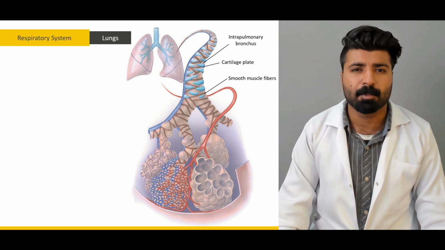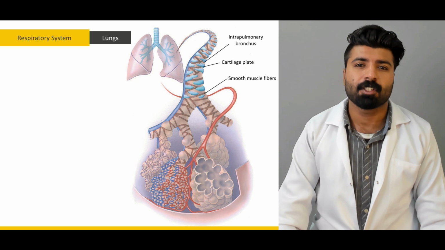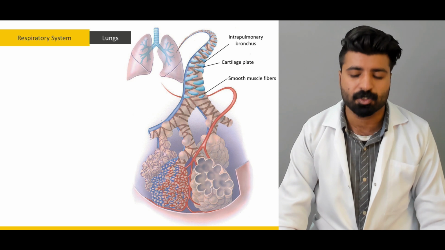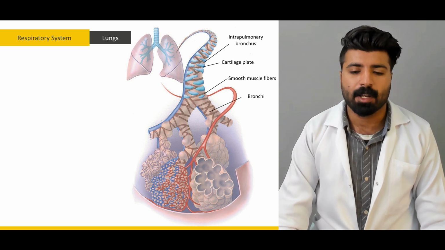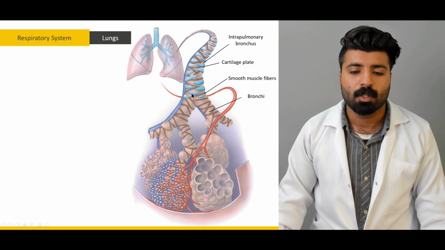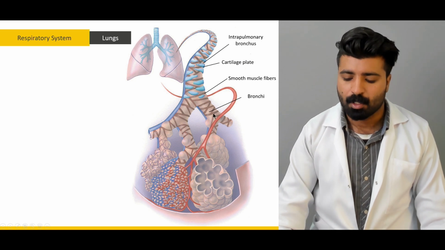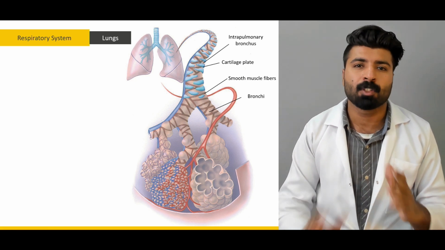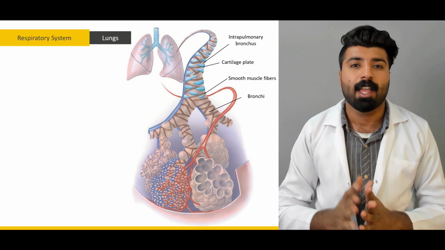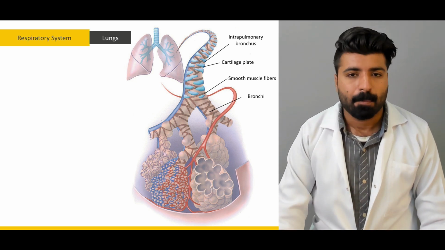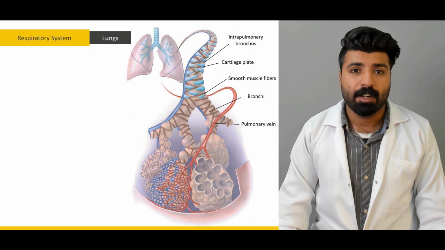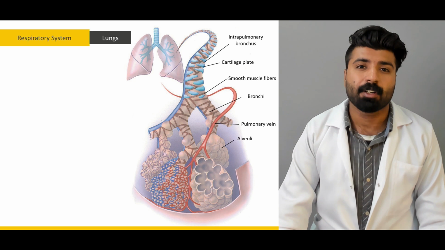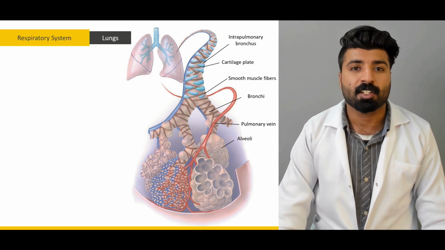Then comes smooth muscle fibers, which give it the strengthening force required by this whole structure. Then comes bronchi, which are the two bifurcations of this whole system. They start branching off into bronchioles and then terminal bronchioles, and then at the end they lead to alveoli and alveolar air sacs. Then there's pulmonary vein. Then alveoli comes in, which is the basic unit of the whole structure of lung.